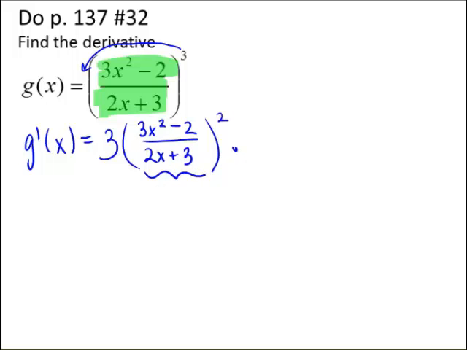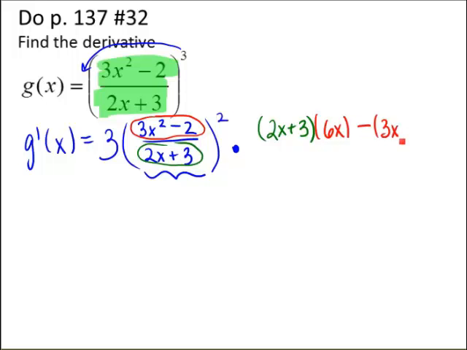Well, what's inside of there is a quotient rule. I am going to have to use quotient rule, and I'm going to multiply these together. So I will say my quotient rule statement, and I'll go ahead and make these different colors so that you can see where I'm talking about. I'm going to say bottom times the derivative of the top, minus the top times the derivative of the bottom, all over bottom squared.